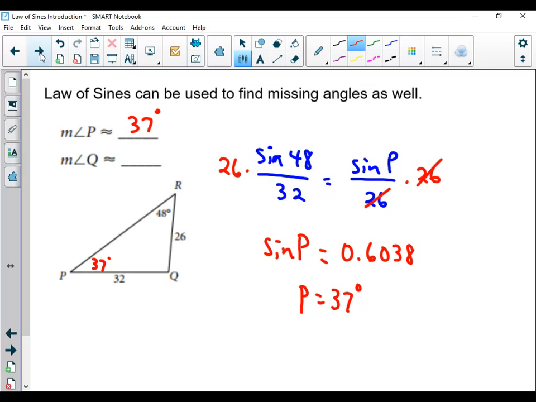Well, they also want me to find Q, but the good thing is I've already got two angles, so now I can find the third one. So if I add those two together, we have, what, 85? So that's going to leave me with 95 degrees. So law of sines can help us find missing sides, but sometimes we're going to use it to find missing angles as well.